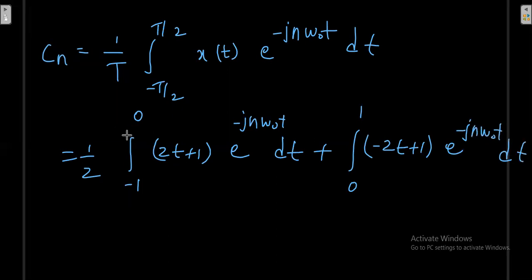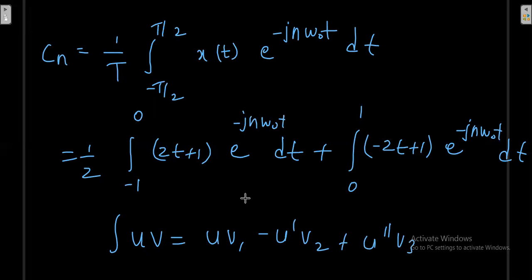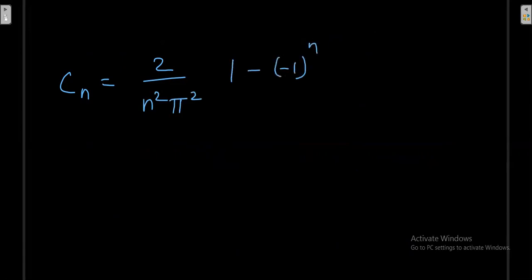Inside the integration, you have 2t plus 1 and also the exponential term e power jn omega naught t, which is also a function of t. So you can apply any mathematical formula: integral of uv is equal to u v1 minus u dash v2 plus u double dash v3, or otherwise you can apply uv minus integral of v du. Apply either one, and finally you get Cn equal to 2 divided by n square pi square times (1 minus (minus 1) power n). This is the final expression you will be getting.